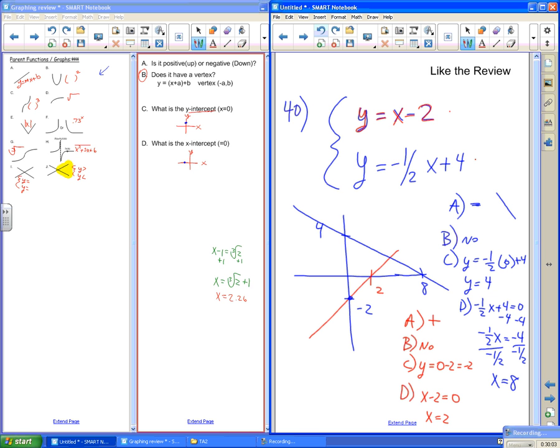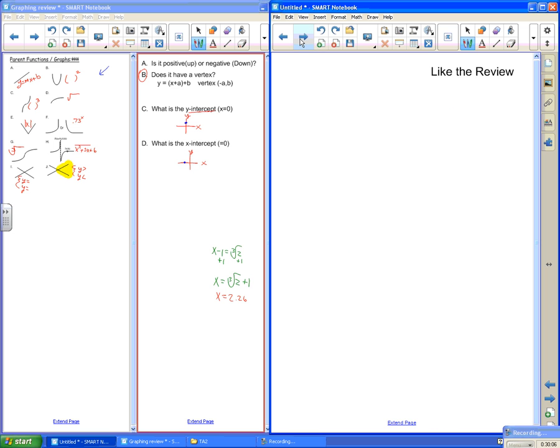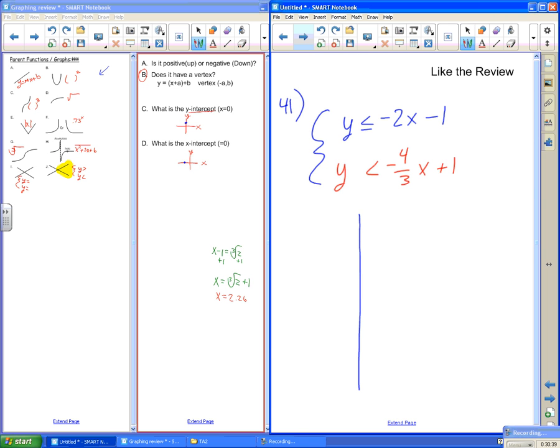41, the last one I'll do. Similar thing as the previous problem, except it's going to have a little bit of shading. I'm going to write the second one in red so it's a little clearer. A lot of you got used to using slope to graph these, okay? But you can use the same directions, okay?